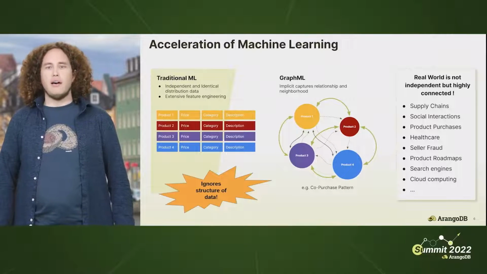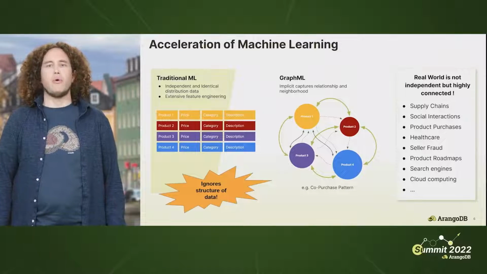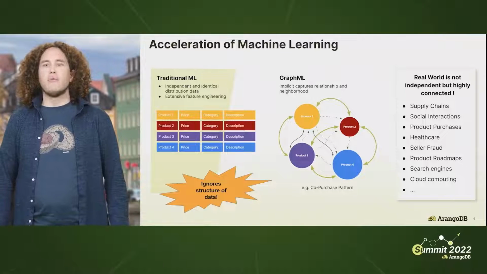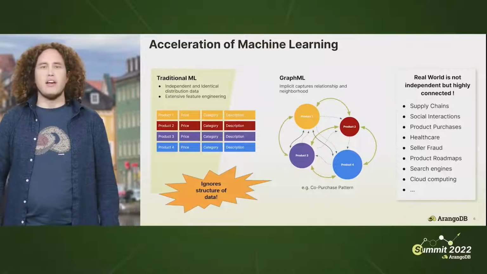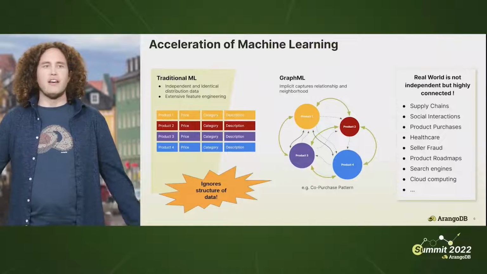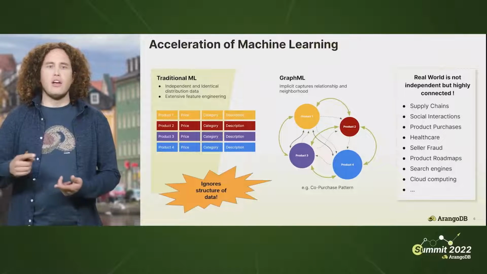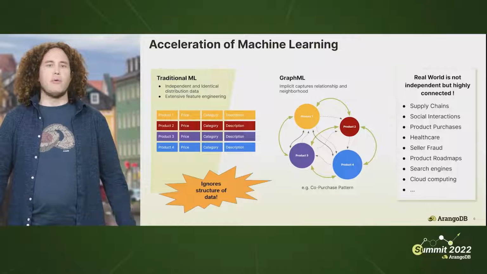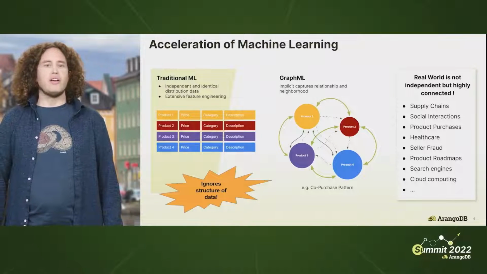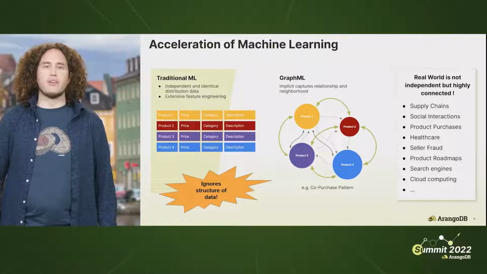So let us revisit the co-purchasing pattern we have been talking about before. This actually creates a relationship between different products, so they are obviously not independent of each other anymore. And this is the case for most real-world data sets, which are not independent but are highly connected. For example, supply chains, you can view it as a graph. The social interactions, social networks, product purchasing patterns we've seen here, but then also in healthcare, fraud detection, anomaly detection, etc. We actually deal with connected data sets in the real world. And when we go the traditional route of machine learning, we are just ignoring this dimension of the data, the relationships, the structure between individual records.